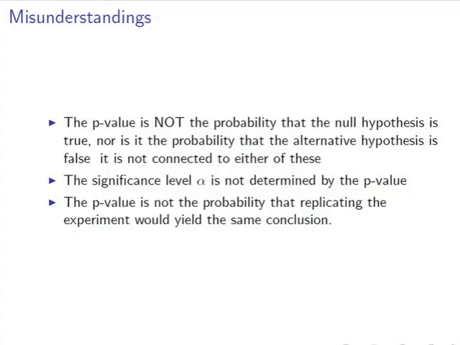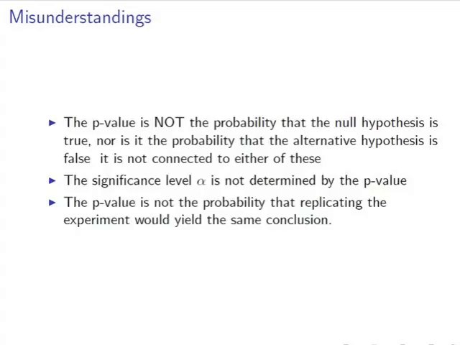The p-value is not the probability that the null hypothesis is true, nor is it the probability that the alternative hypothesis is false. It is not connected to either of them. It is the probability of obtaining a test statistic by assuming the null hypothesis is true, so there is no relationship with each other. The significance level alpha is not determined by the p-value. The significance level is decided by the person conducting the experiment.